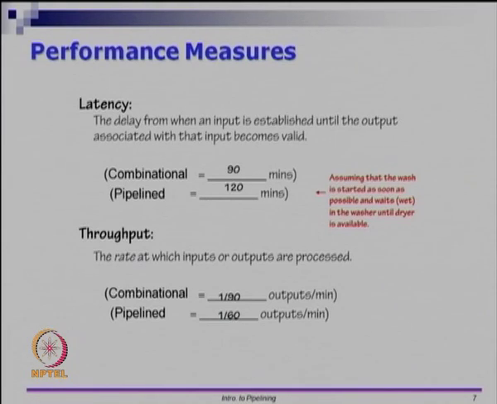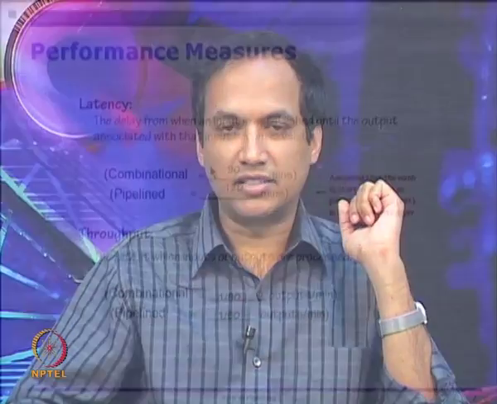So, let us look at the so called performance measures that are relevant to pipelining. There are two measures that are relevant to pipelining. One is called latency and the other is called throughput. Latency is defined as the delay from when an input is established until the output associated with that becomes valid. So, essentially for our cloth washing example, the latency is, if I have some unwashed load of clothes, it will need at least 30 minutes for washing and 60 minutes for drying. So, it will take 90 minutes. So, the latency if I do it combinationally is 90 minutes.